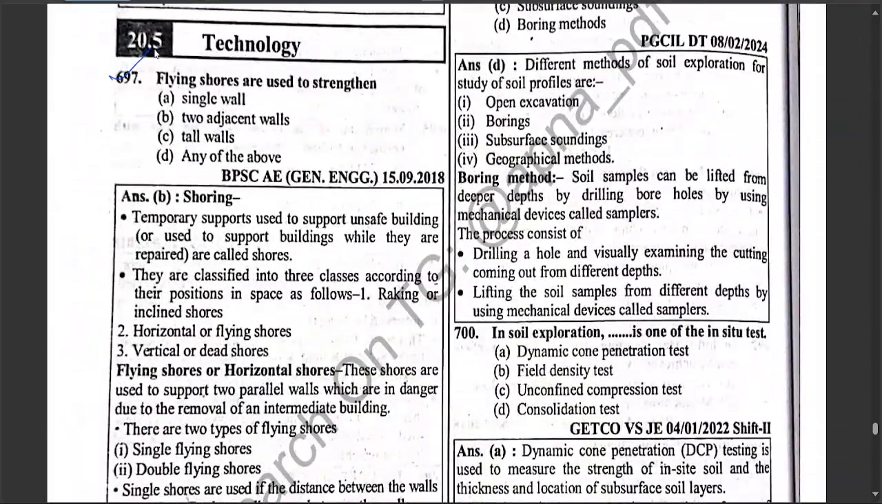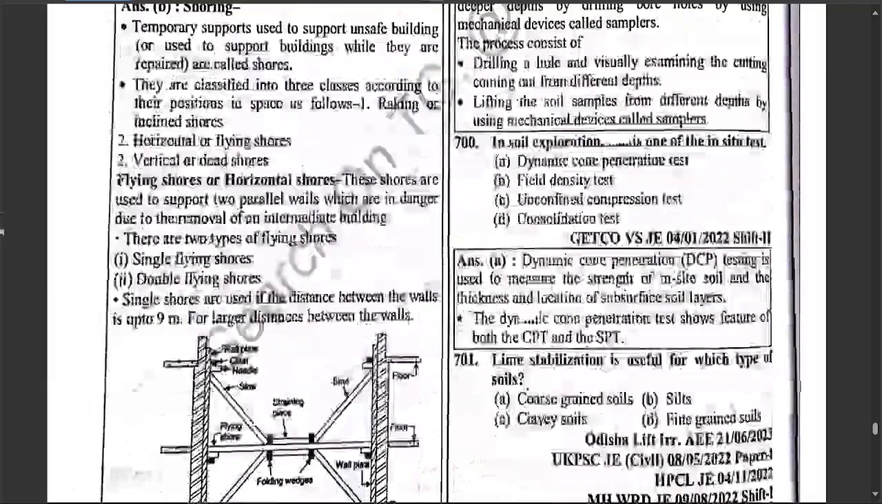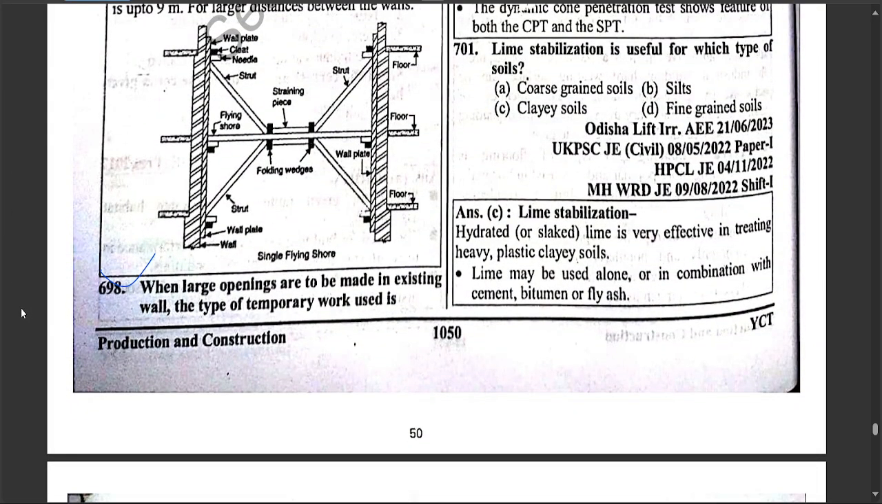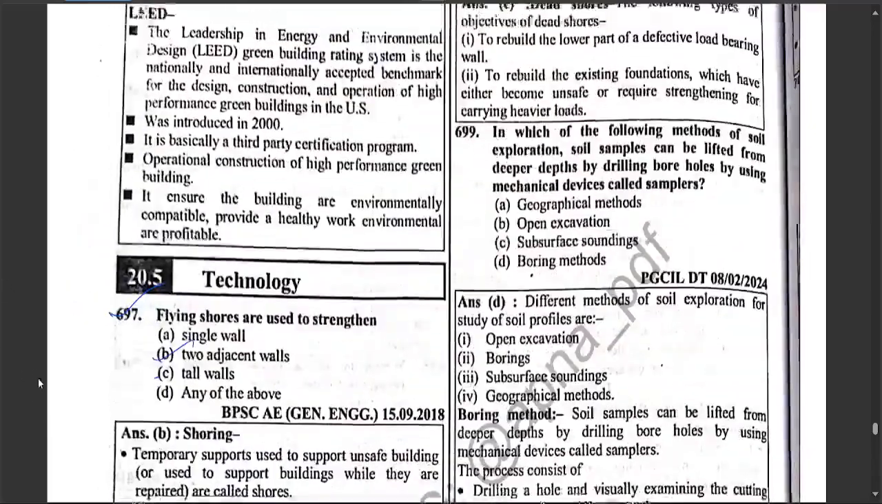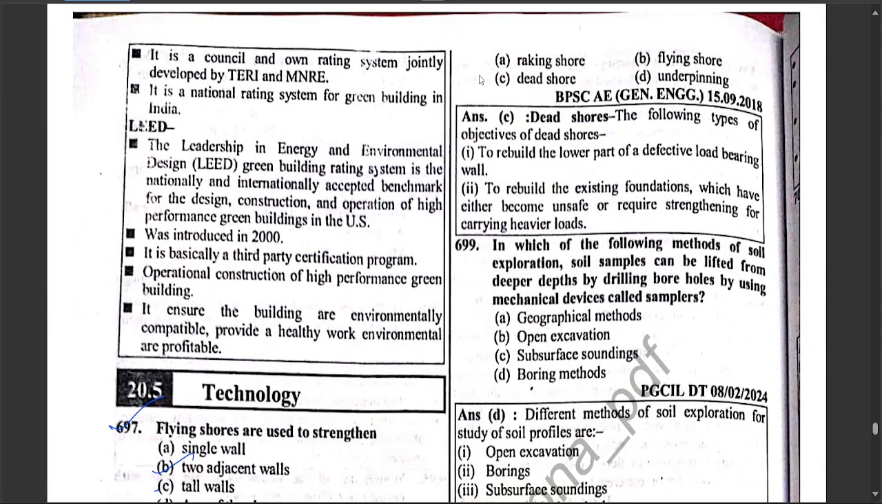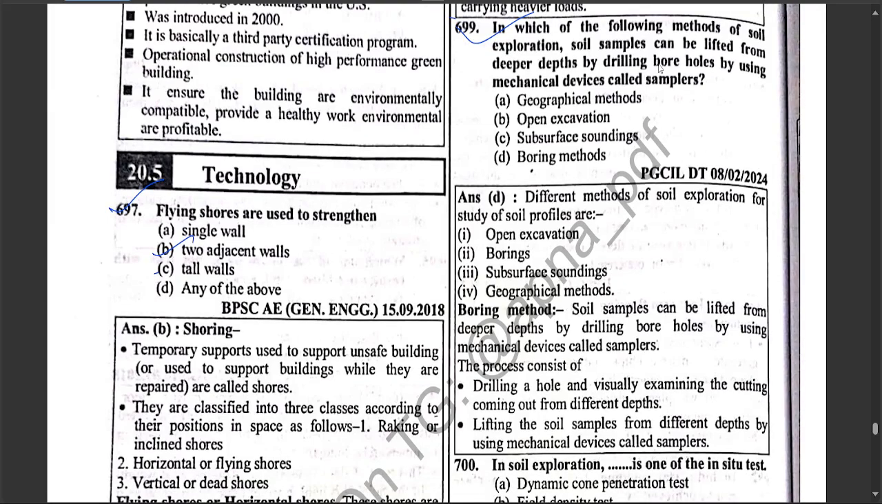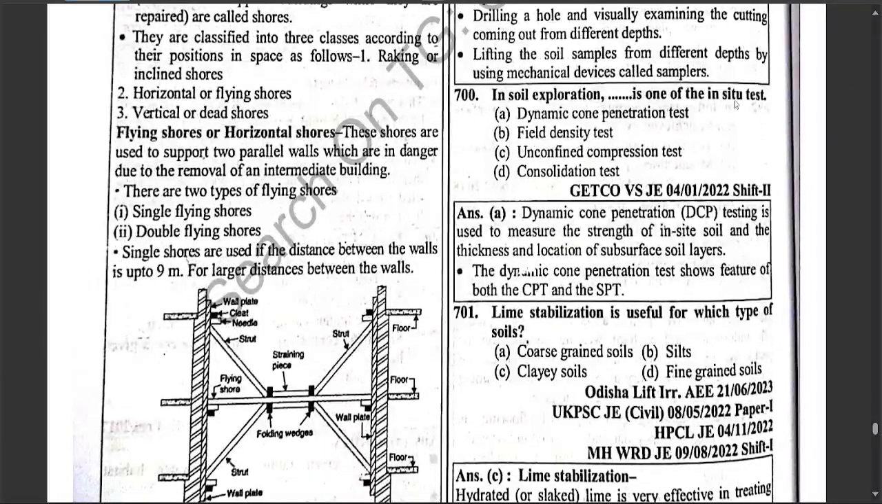Flying shores are used for strength, to support adjacent walls. Next question: when large openings are made in existing walls, the type of masonry work used is dead shore. In which of the following methods of soil exploration can soil samples be lifted from deeper depth by drilling a borehole using a mechanical device called a sampler? Boring method. In soil exploration, one of the site tests is the dynamic cone penetration test.